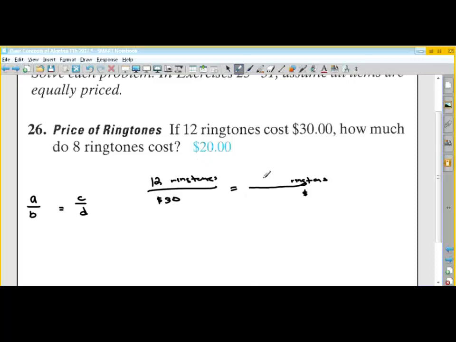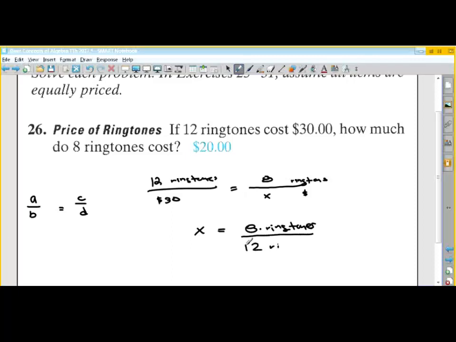So those have to be consistent. So we just go back to the problem. The first ratio was 12 ringtones to $30. Then it's 8 ringtones to X dollars. So the thing they're asking for is how much do 8 ringtones cost? So what we would do is, since these are just simple ratios, we can move the thing we're trying to solve for from the denominator over here to the numerator over there, from the right to the left, and then we can take the other two quantities that are over here and move them to the other side.